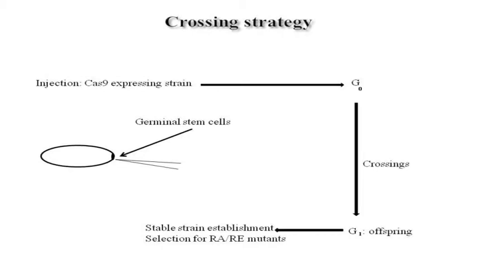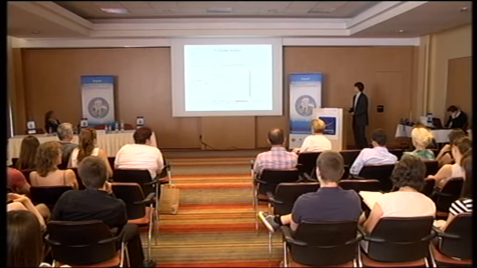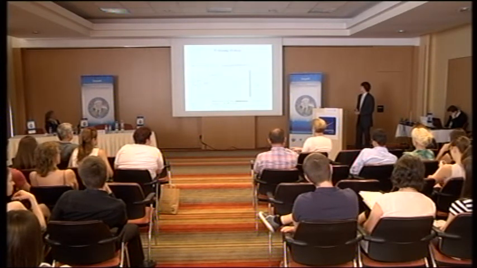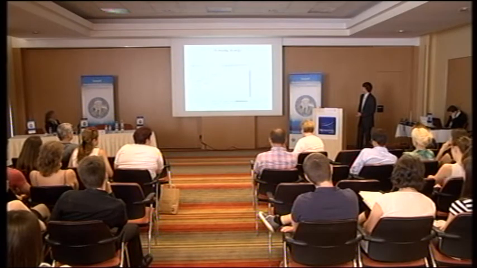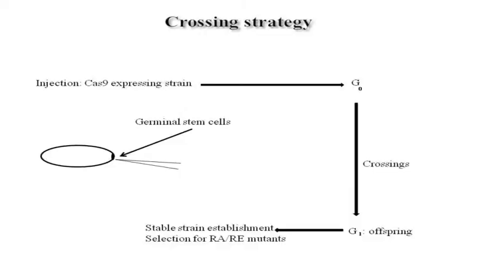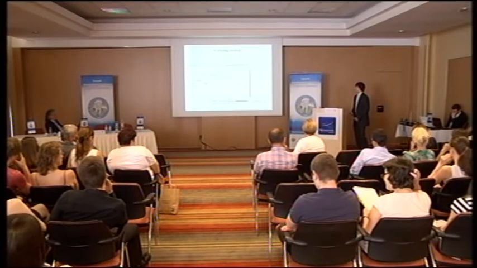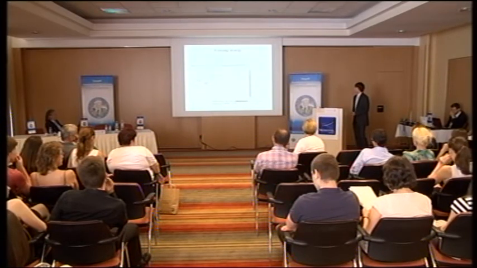As I said above, we inject the final constructs into the posterior pole of Cas9 expressing embryos of Drosophila. And if the targeting occurs, it will be inherited by the offspring. And after the establishment of stable stocks from the offspring of the mutation-induced embryos, we can select the mutants by PCR or other genetic methods.